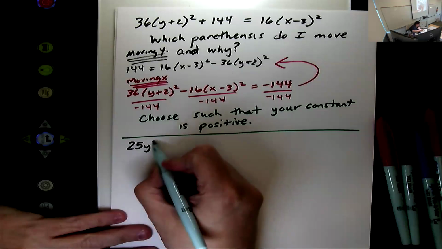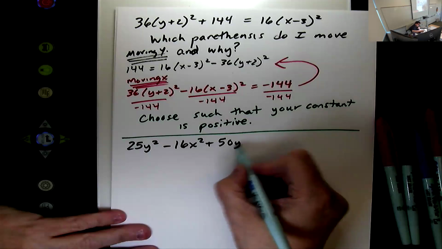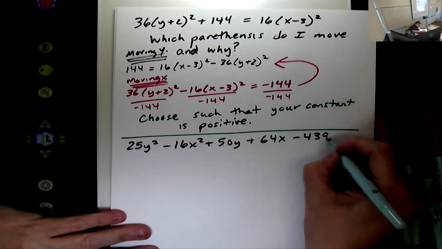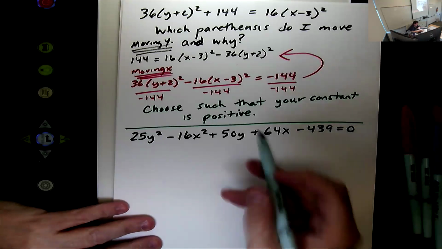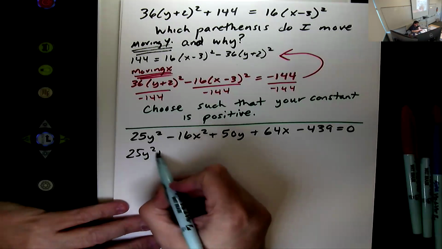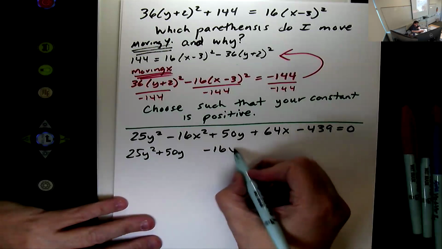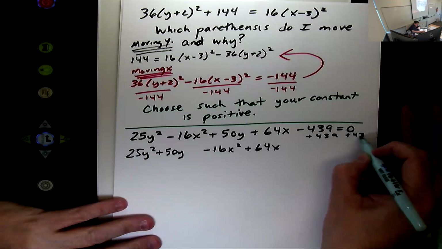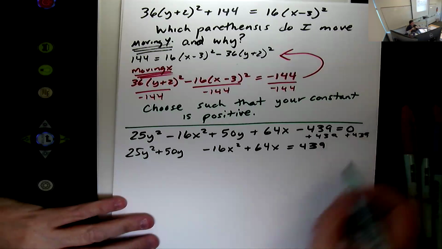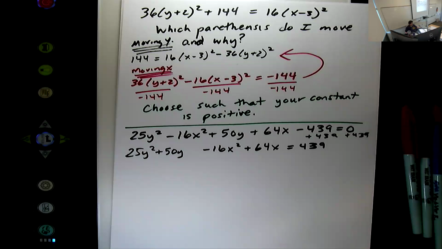And then let's give you a fun complete the square one, and we can do this together. So I'm gonna put the Y's together, and I'm gonna put the X's together. And I'm gonna move the 439 to the other side by adding 439 to both sides. All right.